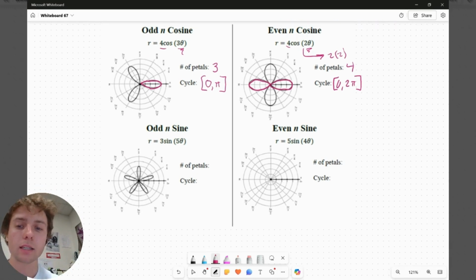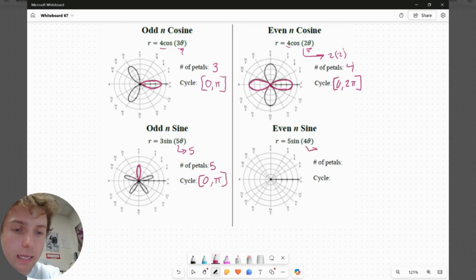Well, sine is either strictly on the y-axis or it's not on any of the axes. Notice for this one, we do have a petal around the y-axis. Realize cosine can be around the y-axis as well. Sine will never be around the x-axis, though. So we know it's on top there on the y-axis. We know the number of petals is odd here, so it's just the value of 5. That means our cycle is just 0 to pi.